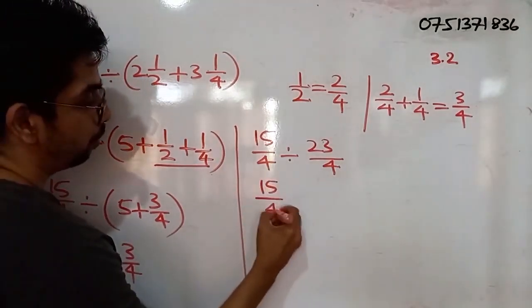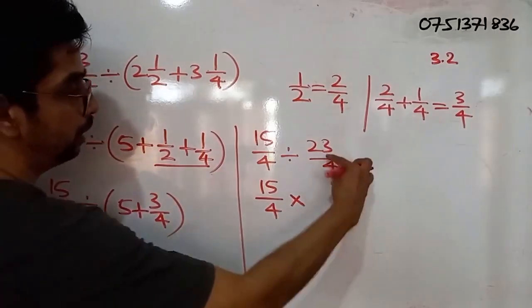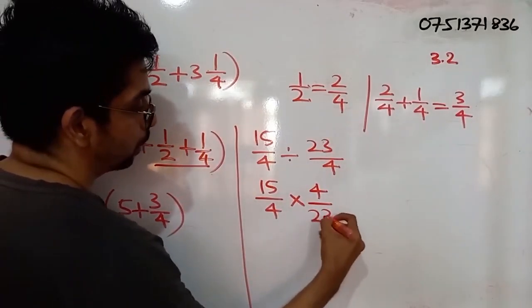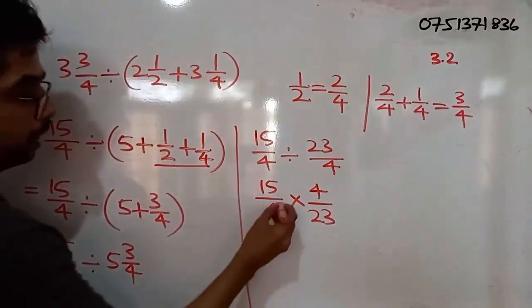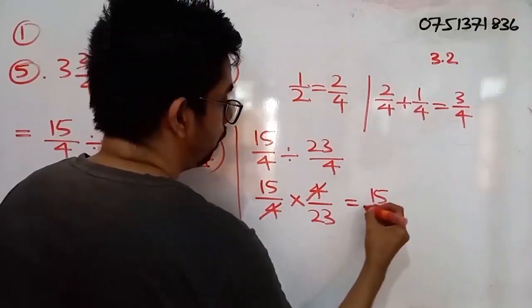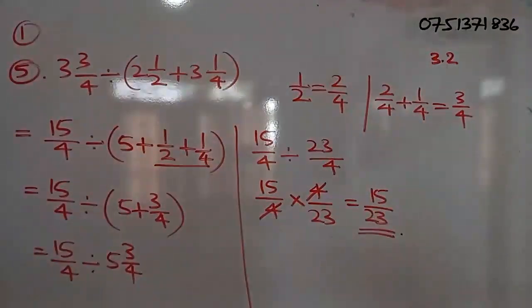Again 15 by 4, I am going to write the multiplication, then the reciprocal of 23 by 4. So this becomes 4 by 23. Now I can cancel out the 4's. So I get 15 by 23. So the answer is 15 by 23.